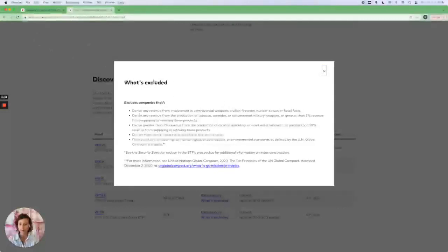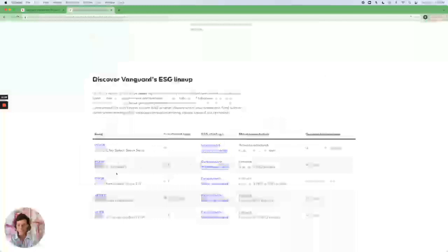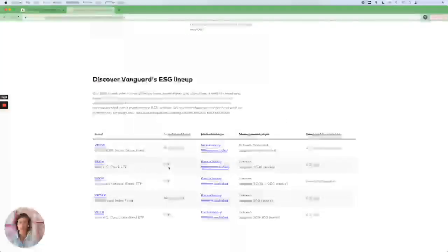So for example, I'll show you back on this. There are ETFs and there are mutual funds. We're just talking about ETFs right now. So I'll show you what's included in, for example, the US stock ETF. This is an exclusionary ETF, which means there are certain companies that are excluded from it. And to see exactly what's excluded, you can see it's companies that get their revenue from weapons, firearms, nuclear power, or fossil fuels, production of tobacco, cannabis, or weapons, alcohol, gambling, adult entertainment. So you can see exactly what's included in here.